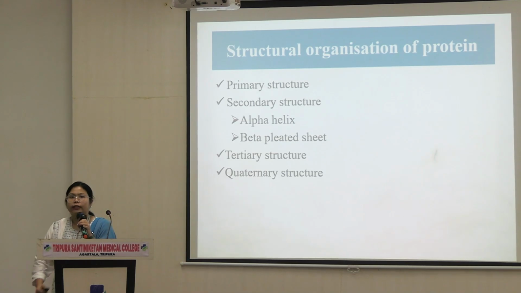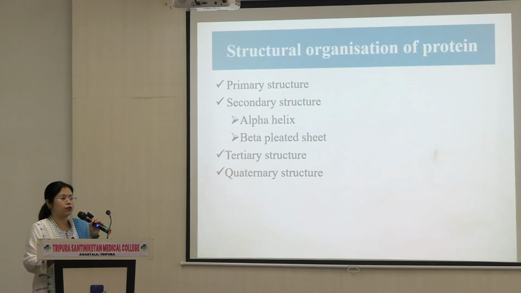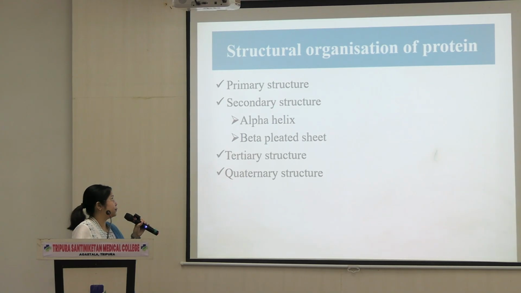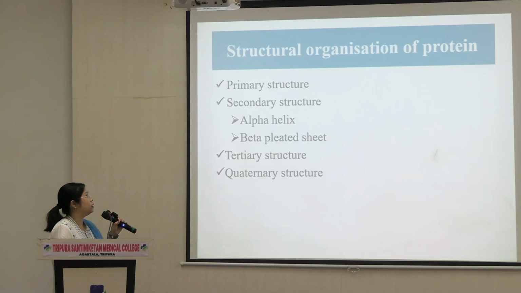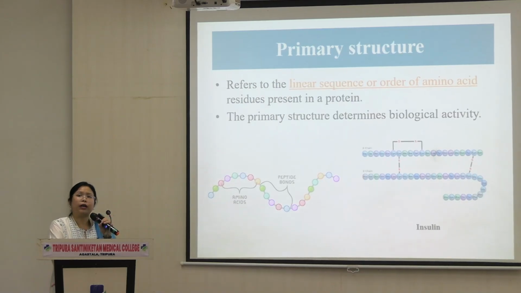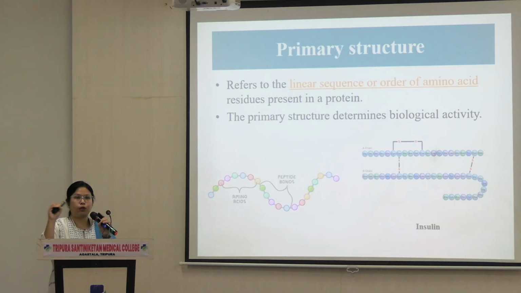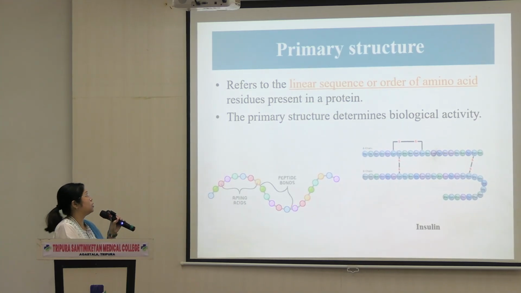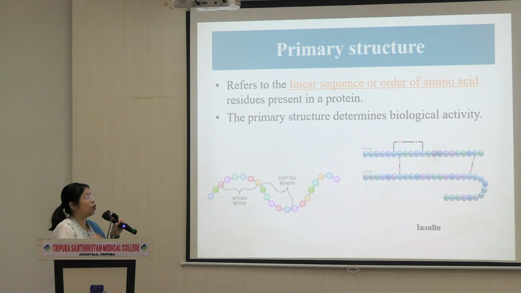The structure of protein is divided as primary structure, secondary structure, tertiary structure, and quaternary structure. Simple, right? We'll go through that one by one. First is the primary structure. Primary structure just means the sequence of amino acids in a protein. Okay, so this is the linear sequence. The word is linear sequence or order in which the amino acids are placed in a protein.